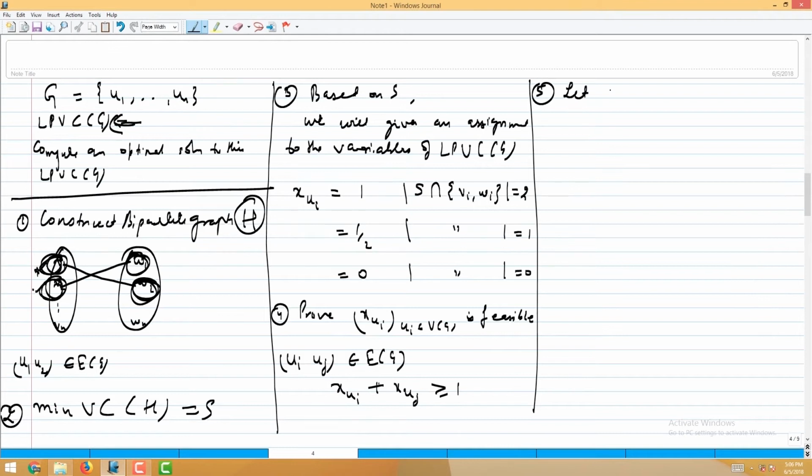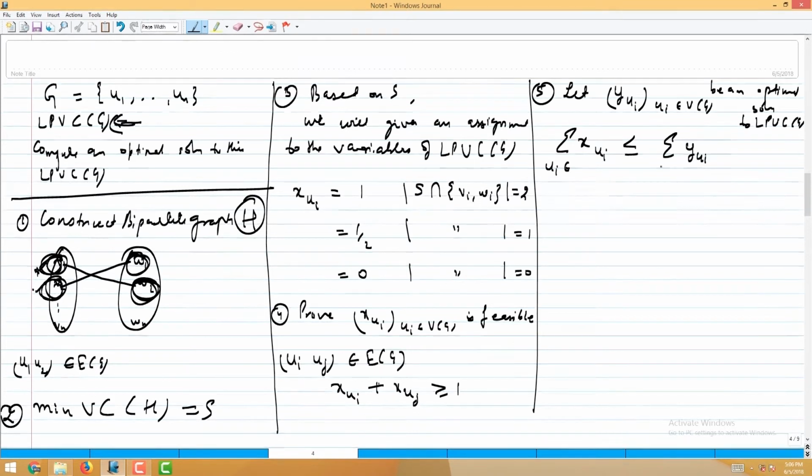So now I have to prove that it is an optimal assignment. This is the last step, and it's not very difficult. The way we'll prove it is the following. Look at any optimum solution. Let this be an optimum solution to the LP, some optimal solution. If I prove that whatever I have constructed here has value at most this value, then are we done?